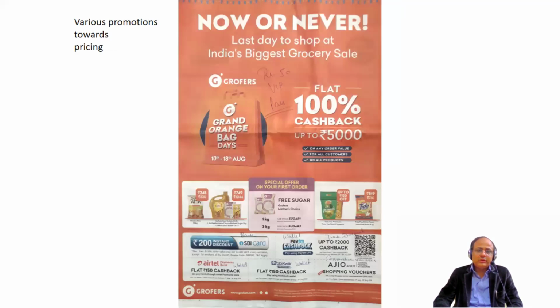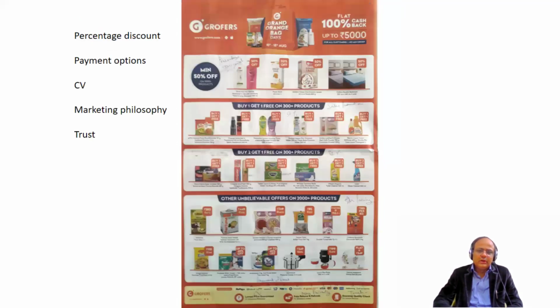So now or never, various promotion schemes given by grocers, as you can see from this particular app or ad. Last day to shop, India's biggest grocery sale, 100% cash back. And there are a lot of other marketing schemes as per the visibility in this advertisement, as you can observe. This helps in selling products and services with ease. And as you can see, Grofers is also focusing on percentage discount, payment options, customer value propositions, returns and refunds, and trying to create trust in the market.